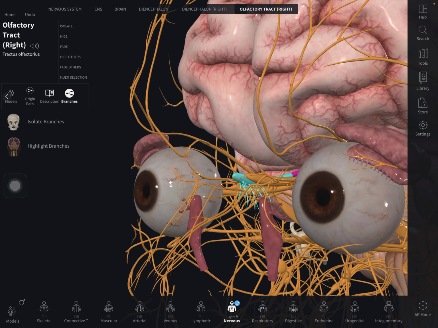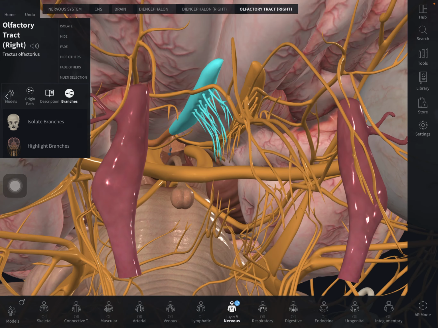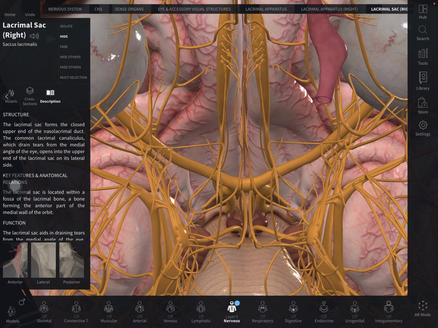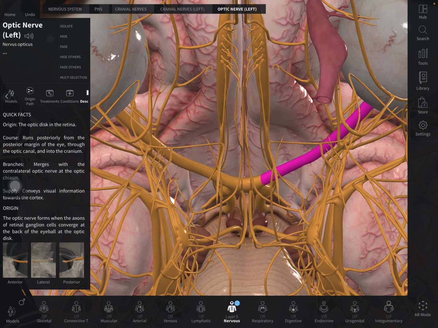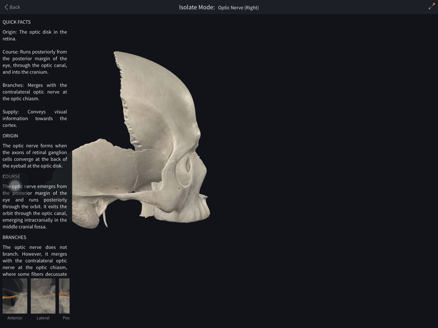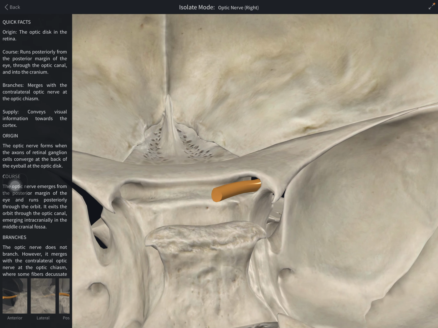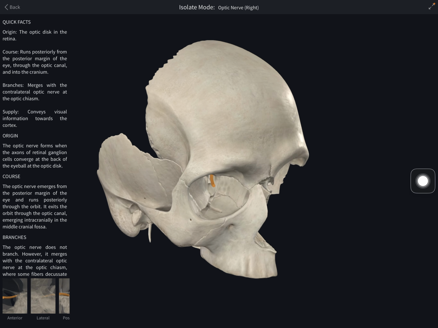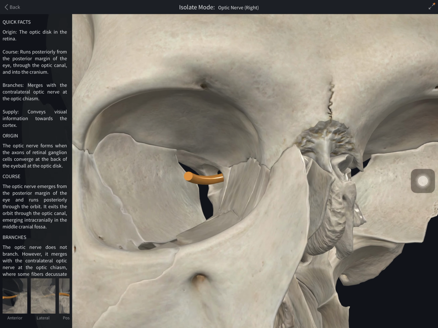Then the next nerve is this optic nerve. You have the right optic nerve and the left optic nerve. Both these optic nerves enter into this sphenoid bone in the optic canal and come out to this orbit. You have the eyeball here. This optic nerve enters into the eyeball and spreads in the retina.